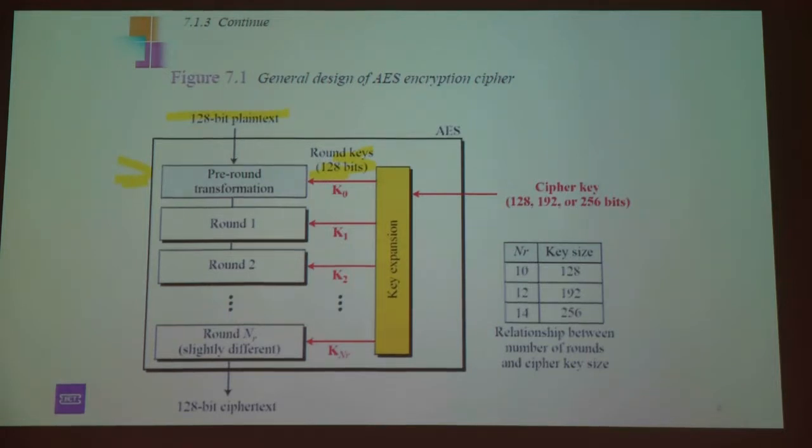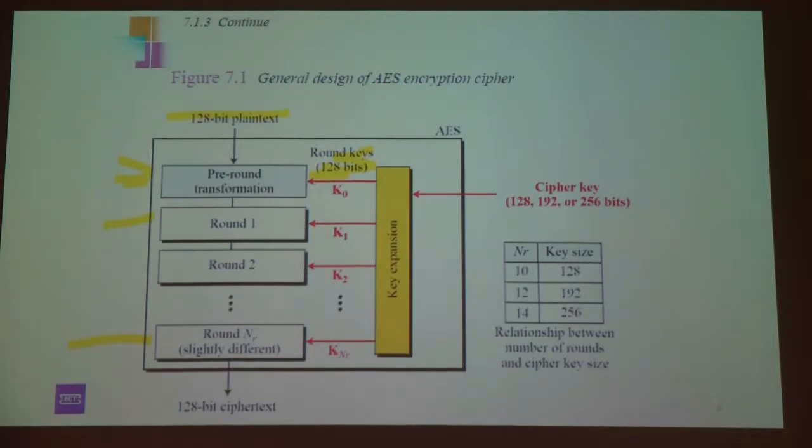Then it goes to round 1 up to round N, let's say 10. Okay, let's focus on the first model, which has 10 rounds. So how many keys are we going to have? 11, from K0 to KNR. What is NR? The number of rounds.